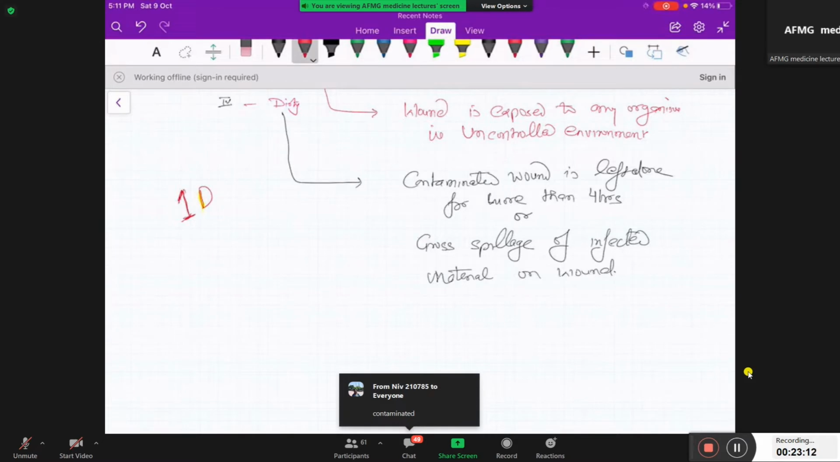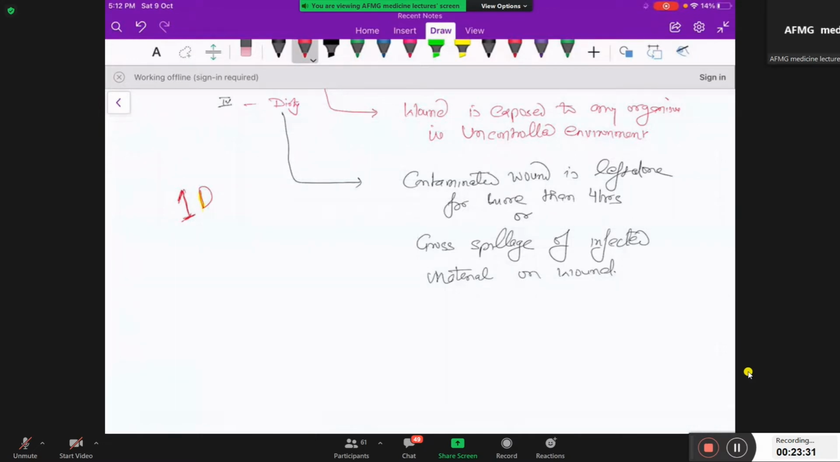But if you don't do anything for this wound and the patient comes to you after 4 hours, जब तक 4 hours नहीं हुए तब तक 3 है उसके बाद 4 है simple.